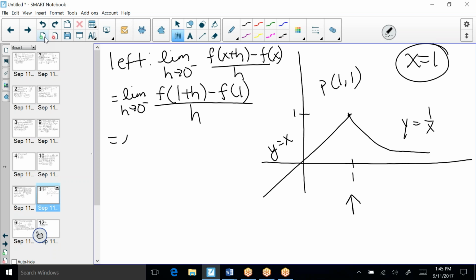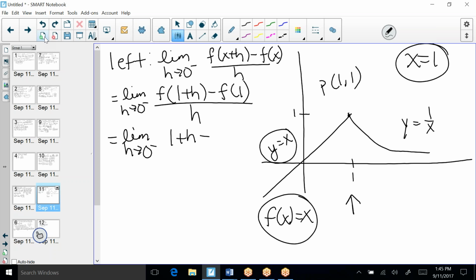All right, so now we have to take 1 plus h and plug that into our function. To the left of 1, we're looking at the function f of x equals x, or y equals x. So that's what we're plugging our 1 plus h into. When we do that, we have 1 plus h minus f of 1. When we plug 1 into that function, we just get a 1 out as well.